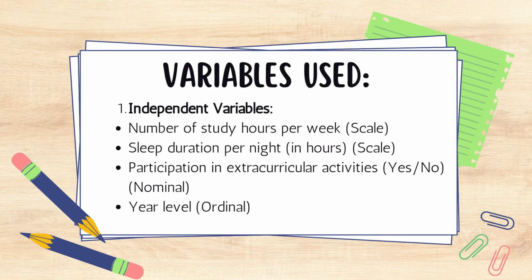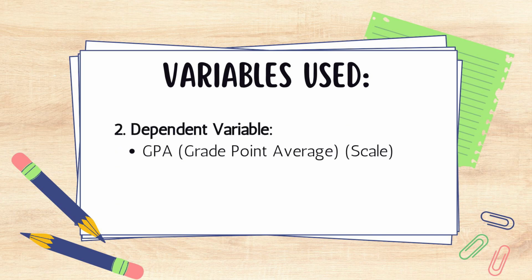Let's consider a study on students' academic performance that used linear regression to understand how various factors influence GPA. This study was taken in Archai, Philippines. The variables included are, first, independent variables such as number of study hours per week, sleep duration per night in hours, participation in extracurricular activities, and year level. Second is the dependent variable, which is GPA.